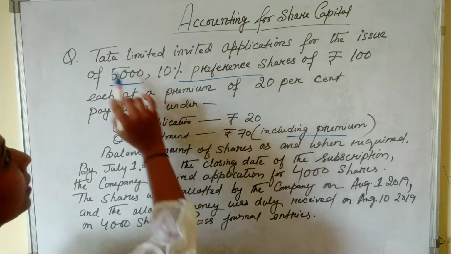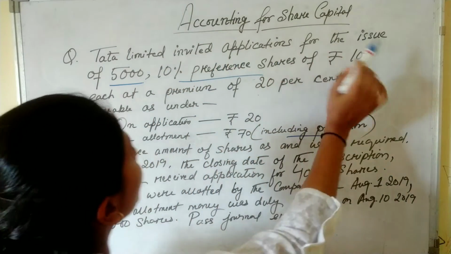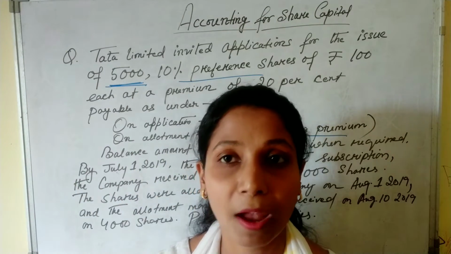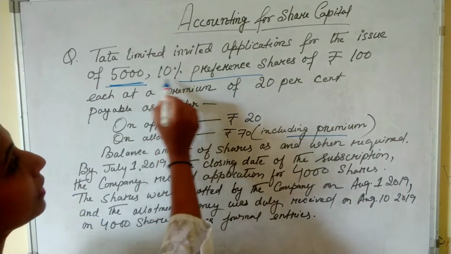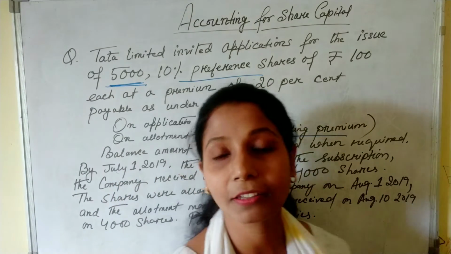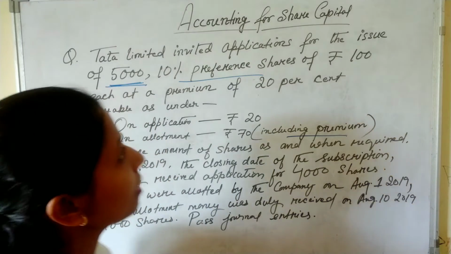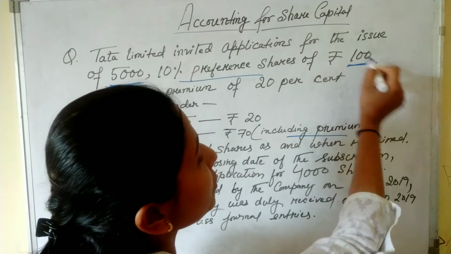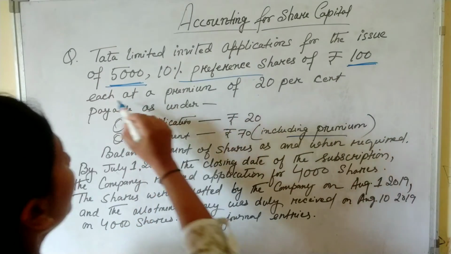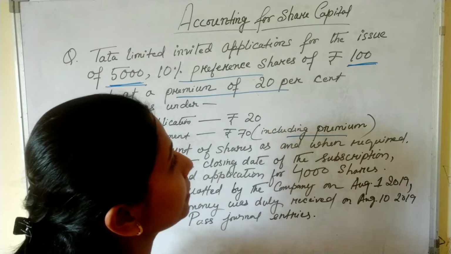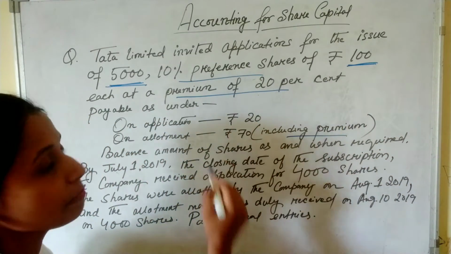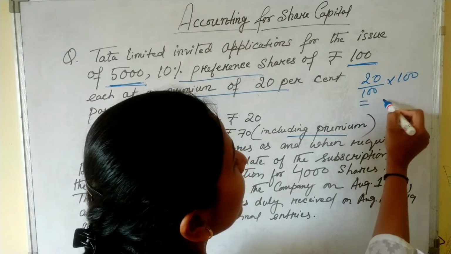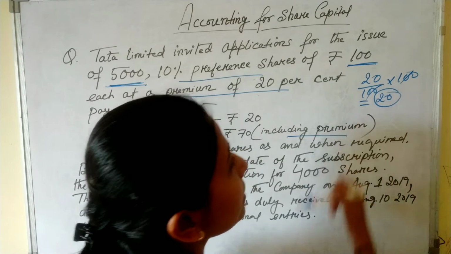So, this is the question. Tata Limited invited applications for the issue of 5,000 shares. That is, the company has invited the public for 5,000 shares, 10% preference shares. The class of the share is 10% preference, and the rate of dividend is 10%, of rupees 100 each. The value of the share is rupees 100 each at a premium of 20%. Now, at a premium of 20%, 20 by 100 into 100, that is 20. 20 rupees is the premium.